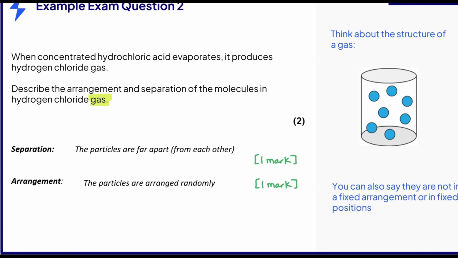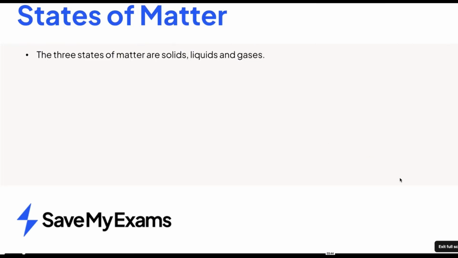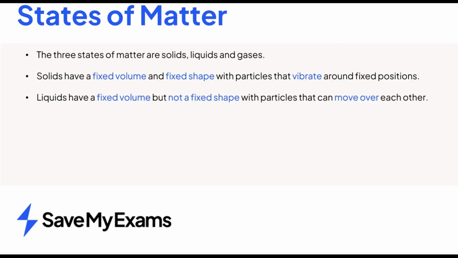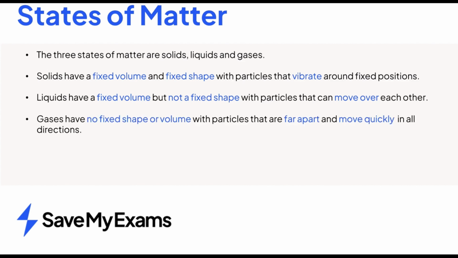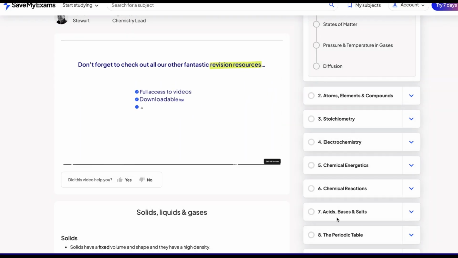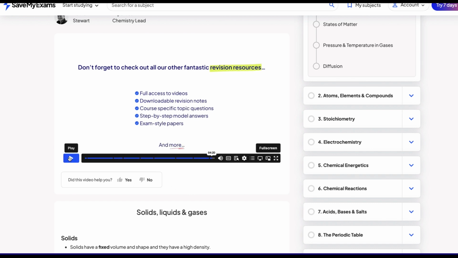To summarise, there are 3 states of matter: solids, liquids and gases. The particles in a solid vibrate around fixed positions, meaning that solids have a fixed shape and a fixed volume. The particles in a liquid are able to move over each other, which means that liquids have a fixed volume but not a fixed shape. The particles in a gas are far apart and move quickly in all directions, meaning that gases have no fixed shape or volume. Make sure you can describe the arrangement, movement, separation and energy of the particles and relate this to a substance's properties. Don't forget to check out all our other fantastic revision resources here at Save My Exam.